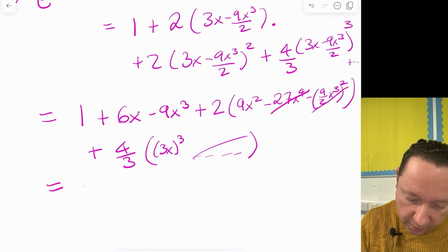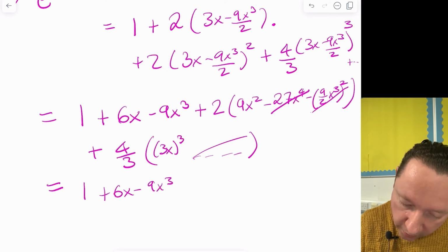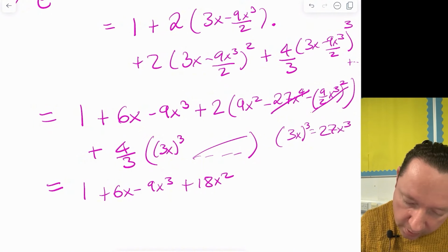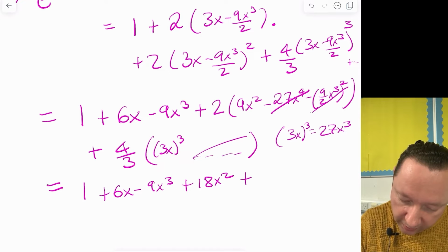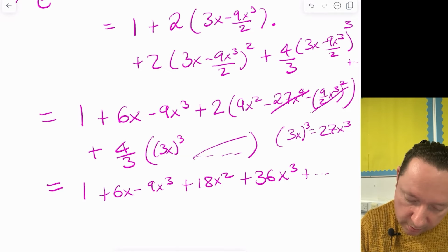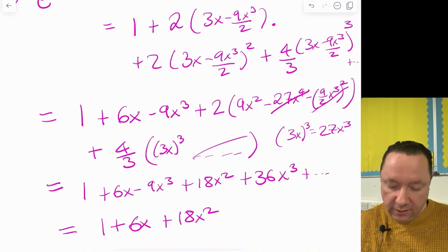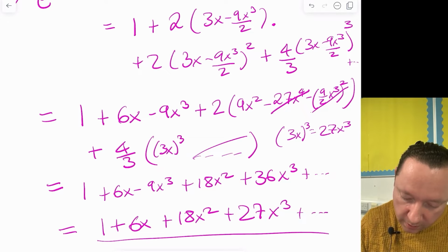So that gives me 1 plus 6x minus 9x cubed. 2 9s is 18x squared. And 3x cubed, I'll just do this at the side, is 27x cubed. So 27 divided by 3 is 9. 9 4s is 36. So plus 36x cubed. So then simplifying that a little bit with x cubed, you get 1 plus 6x plus 18x squared. 36 minus 9 is 27, plus 27x cubed. And there would be other terms, but we'll just not work them out. And we're done there.